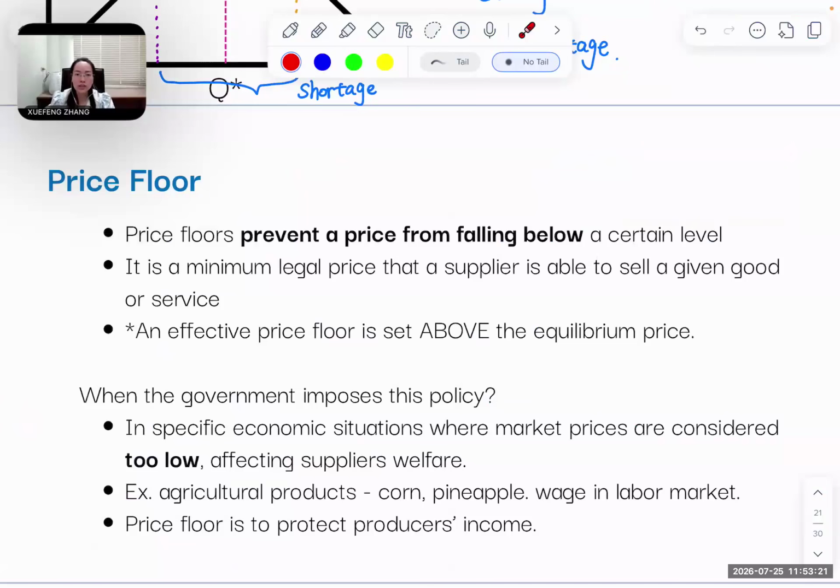Now, the mirror image, a price floor is a legal minimum and same rule as before, just flipped. It only actually matters if it's set above equilibrium. Set it below, and again, nobody notices the market was already higher.